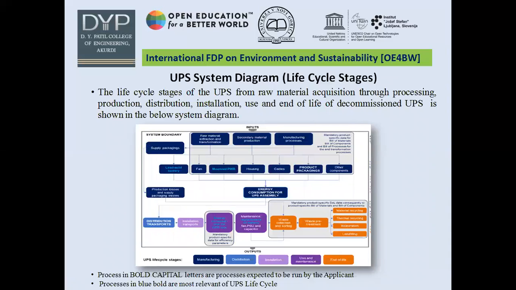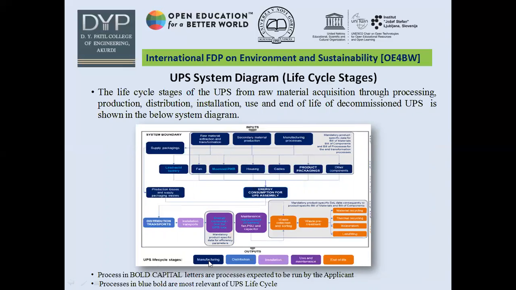So if we talk about the UPS system diagram, the various life cycle stages, this flow chart will be helpful for us in understanding the life cycle stages of UPS, from raw material acquisition through processing, production, distribution, installation, use, and end-of-life decommissioning. UPS is shown in this diagram. You can see we have categorized or classified this diagram.